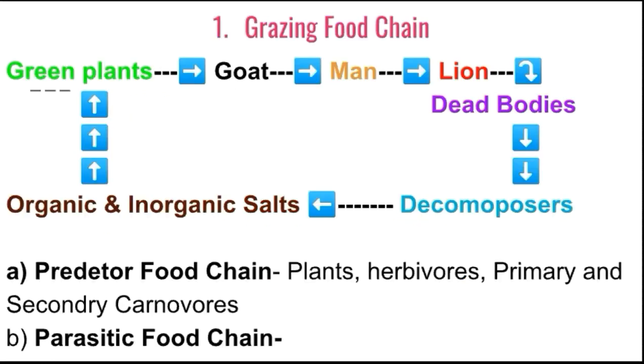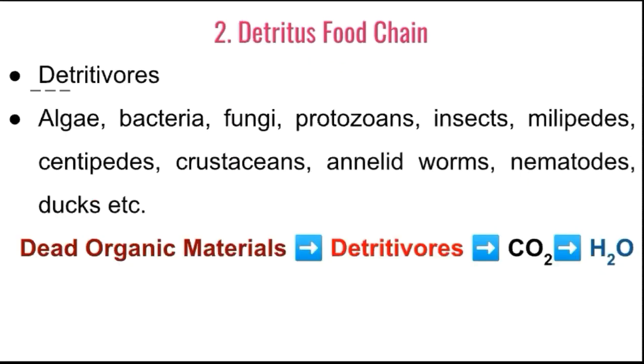The next one is the grazing food chain. Today we also studied that grazing food chains totally depend on the autotrophs, and the grazing food chain is divided into two subtypes, the predator food chain as well as the parasitic food chain, which we also studied today. And in the last, the detritus food chain is also completed.